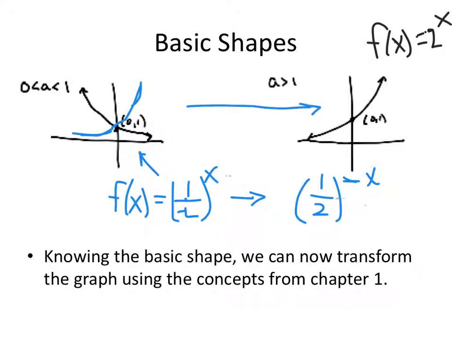So that's what it meant in that last slide, where if the a values between 0 and 1 are proper fractions, we sometimes think of this graph, the graph of f of x equals 1/2 to the x, as the reflection of the graph f of x equals 2 to the x.